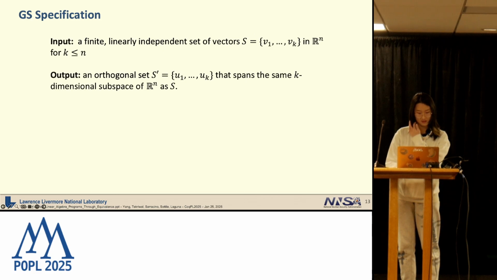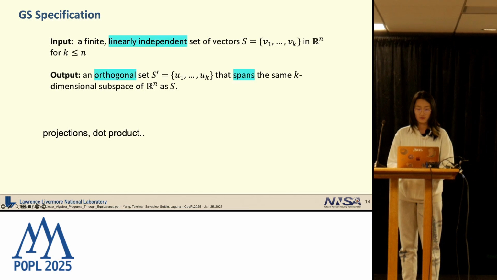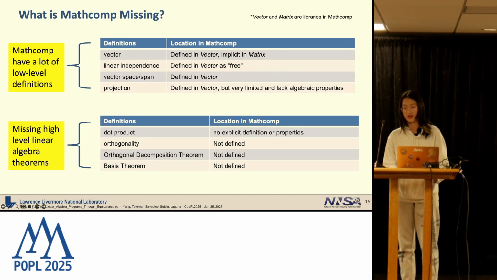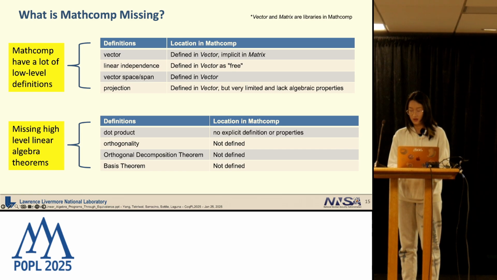So next, let's go to some technical details of how we actually mechanized Gram-Schmidt. Looking back at the definitions, we certainly need definitions of vectors, linear independence, orthogonality, and the idea of vectors spanning some space. The process of Gram-Schmidt also requires the definition of projections and dot products. We use the mathematical component library, aka MathComp, in Coq to develop the implementation. And MathComp has two sublibraries called vectors and matrix that are really helpful in doing this. Those libraries provide a lot of low-level definitions such as vectors and linear independence. However, it lacks a definition of dot product and thus orthogonality.